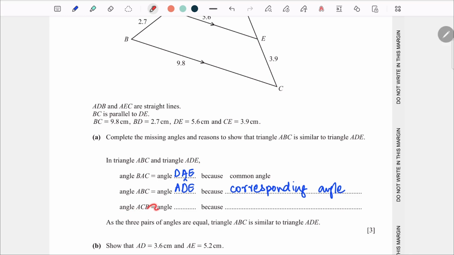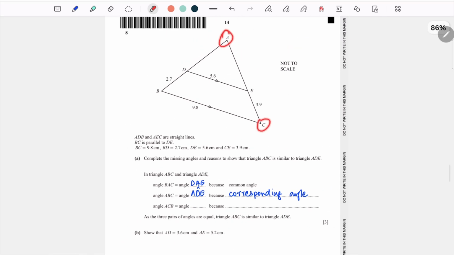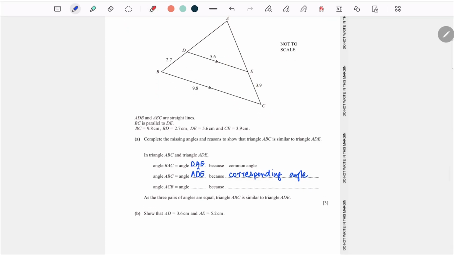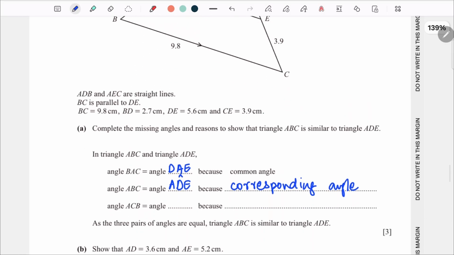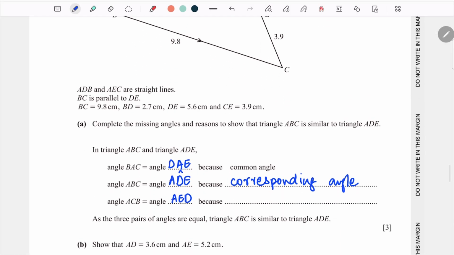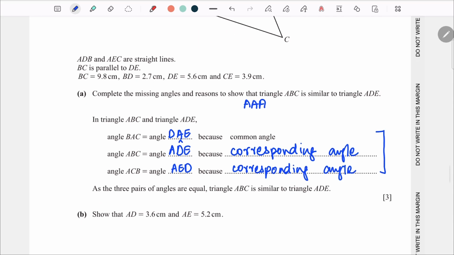Then in the third line, angle ACB, which is this angle right here, will basically correspond to this angle right here, which is angle AED. So in the third line, I'm going to write AED, and this is also because of corresponding angles. So now we've proven that triangle ABC and triangle ADE are similar by angle, angle, angle, because three of the angles are similar.